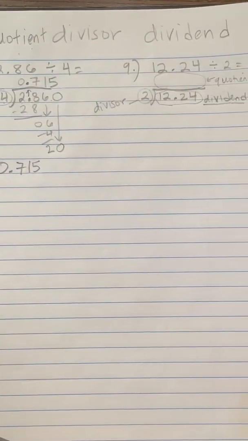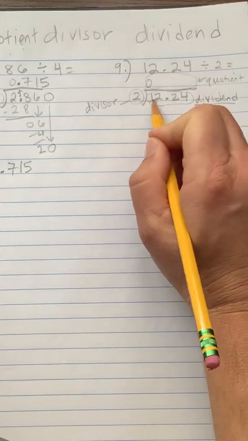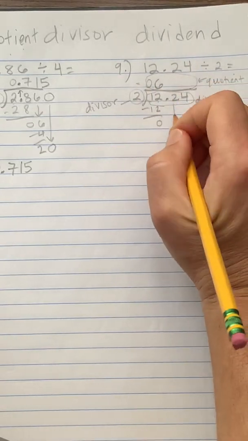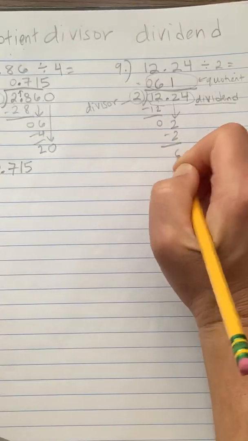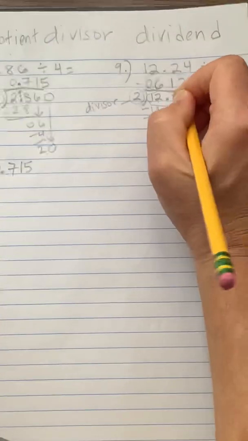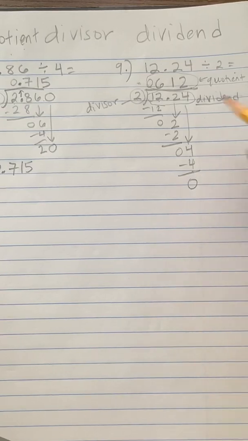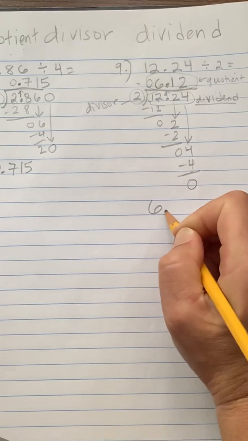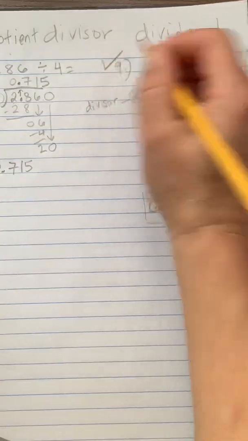Okay, number 9. 2 goes into 1 0 times. 2 goes into 12 6 times evenly. Bring down the next 2. 2 goes into 2 one time. And then bring down the 4. 2 goes into 4 2 times evenly. I have no remainder. I don't even have to bring that down to 0. All I have to do is move my decimal straight up. So my quotient is 6 and 12 hundredths. If you got that as your quotient, give yourself a check.